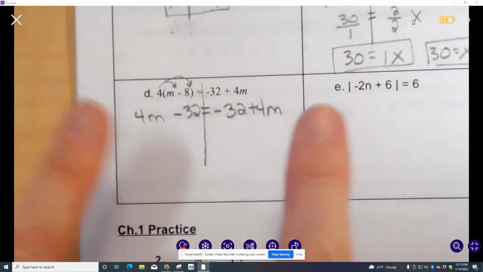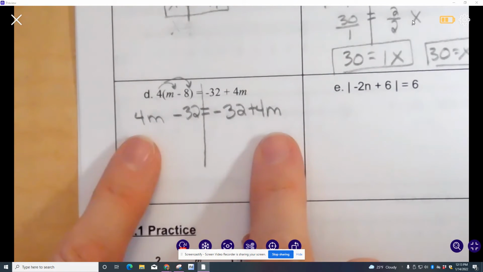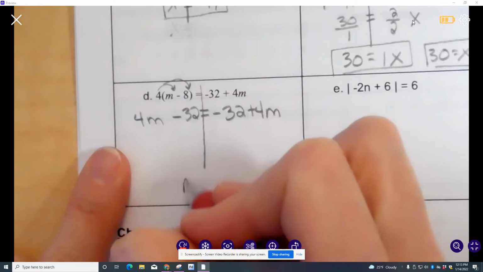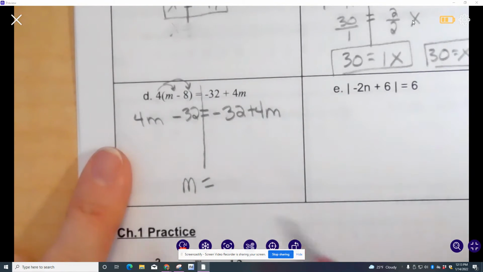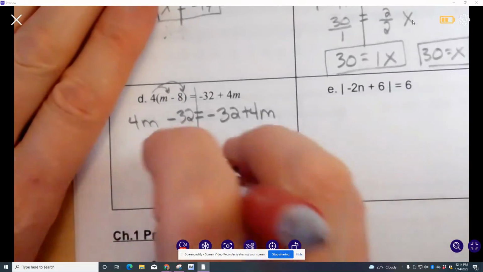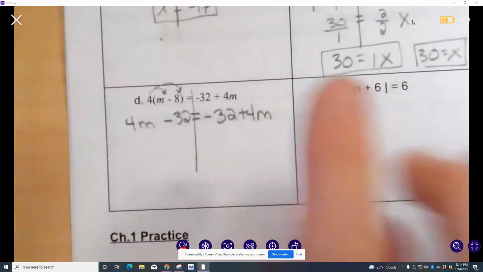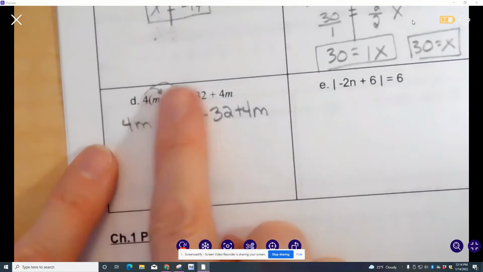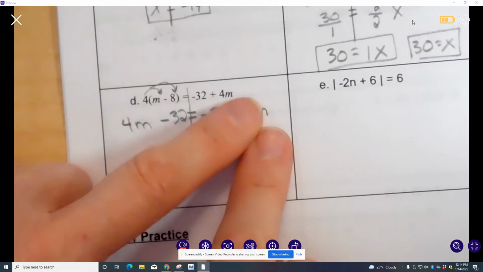Now, get your fingers out and find your variables. Notice I have 2 of them. Also notice they're on opposite sides of the equal sign. Remember, my goal when I'm done is to have a single variable on one side and a number on the other. So if I have variables on both sides, I want to gather them all on one side of the equal sign or the other.